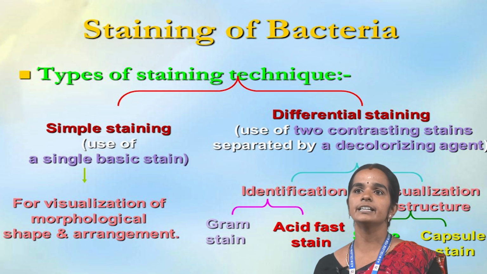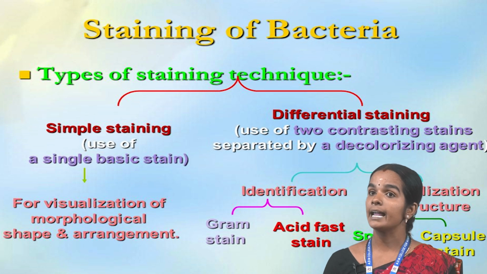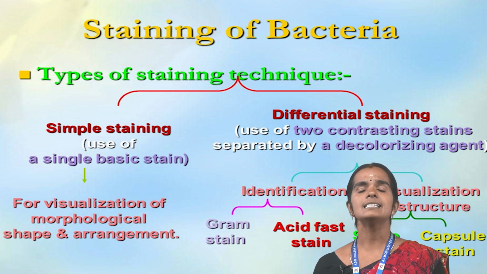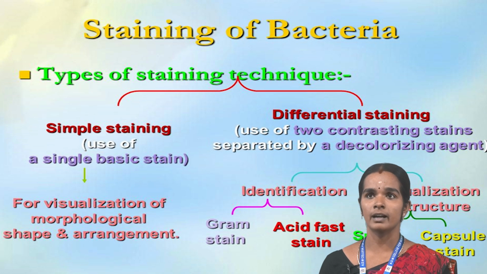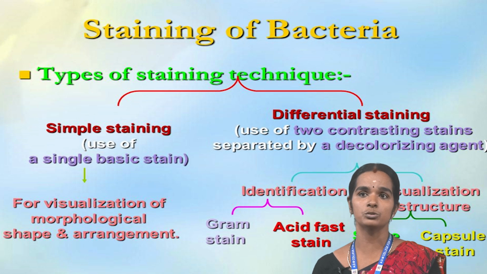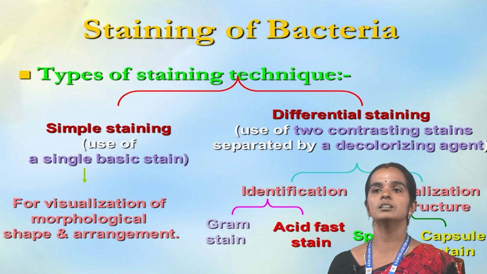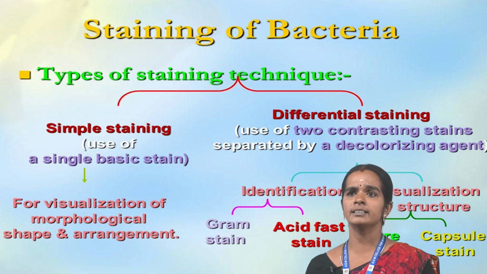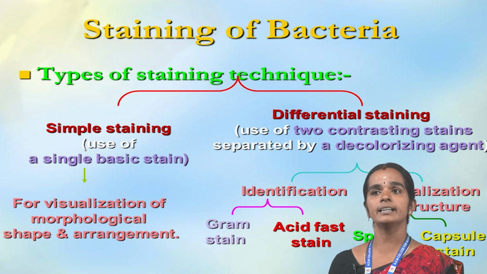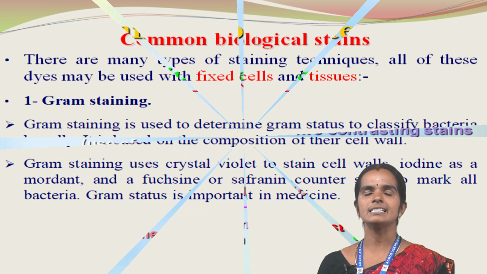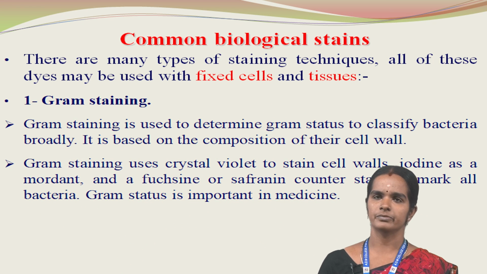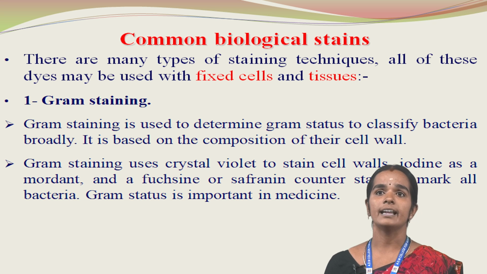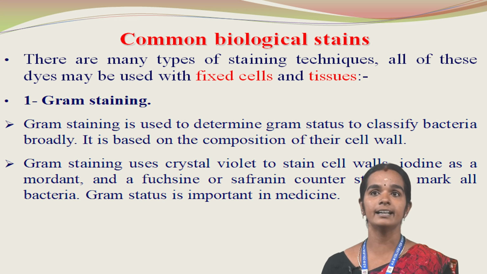Differential staining is also divided into two types. One is identification, the second is visualization of structure. The identification techniques contain two types: gram staining and acid fast staining. The visualization of structure staining has two types: spore staining and capsule staining. These are the common biological stains. There are many types of staining techniques. All of these dyes may be used on fixed cells and tissue.